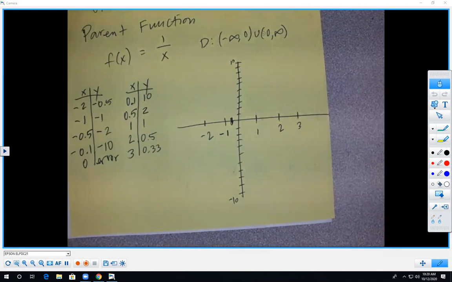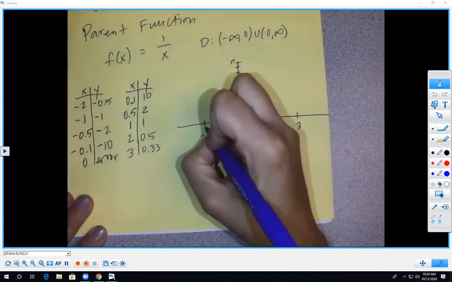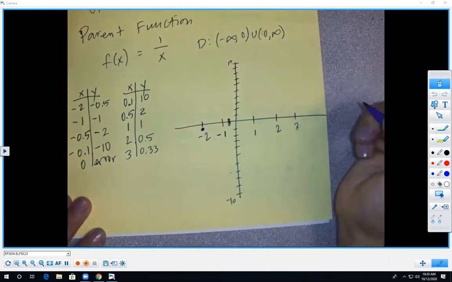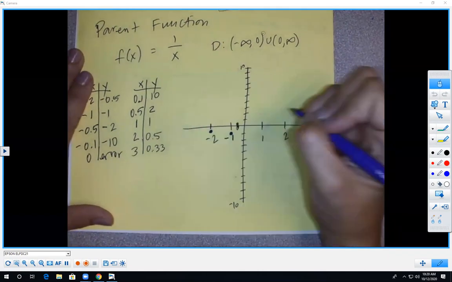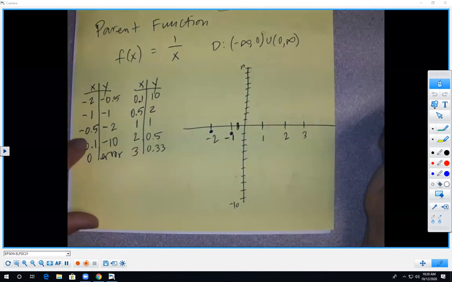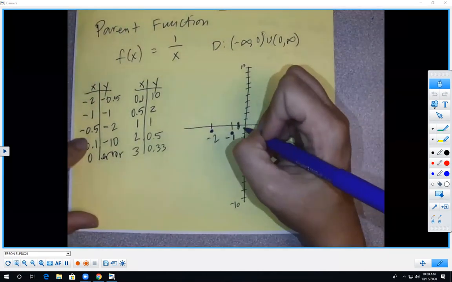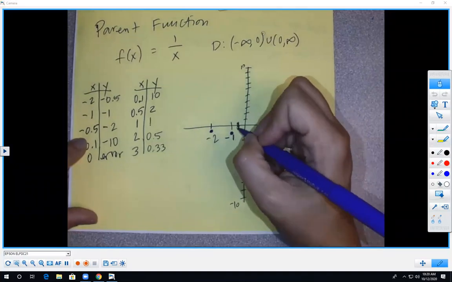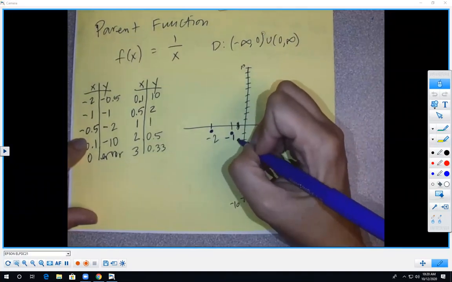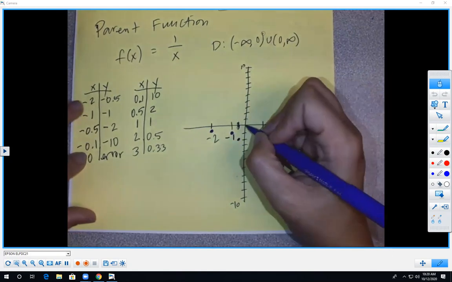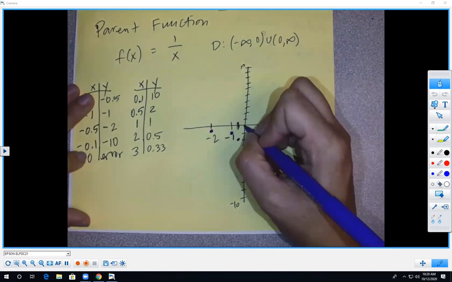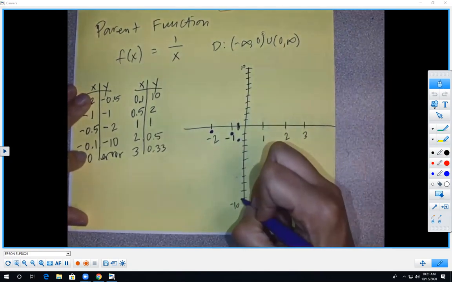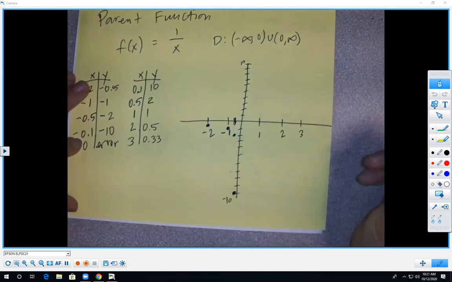Okay, so when I start plotting my points, -2, -0.5 is going to be about right here. At -1, we are at -1. It's going to be here. At -0.5, so that's in between 0 and -1 on your x-axis, we are at -2. At -0.1, so that's really, really close to 0 on the left-hand side of your y-axis, we are down at -10, so it's like right way down here.